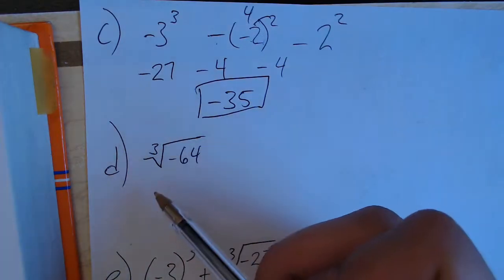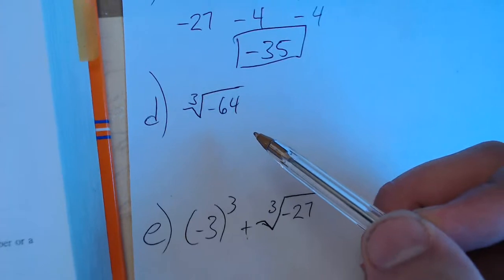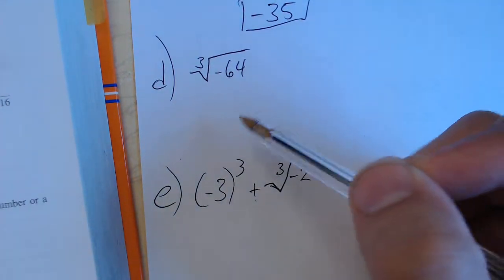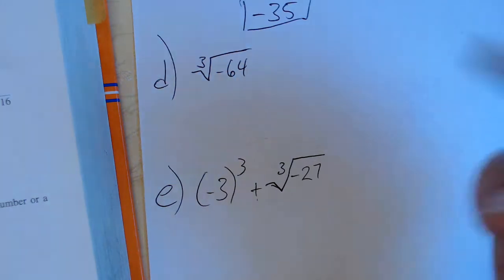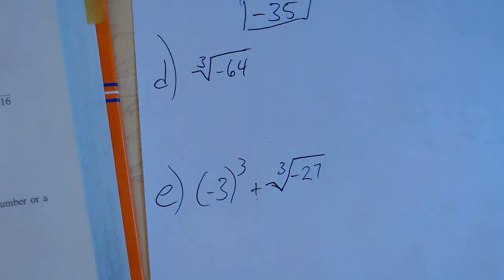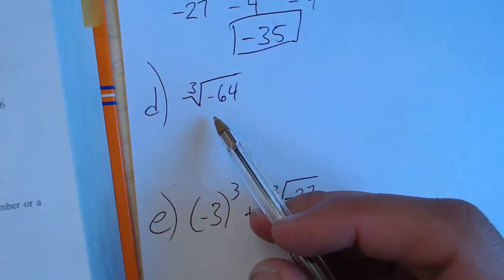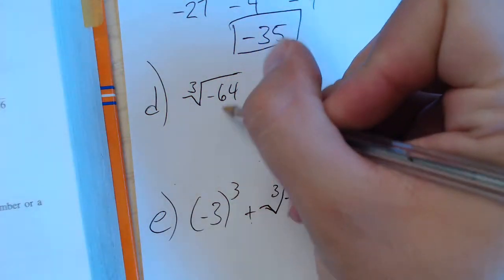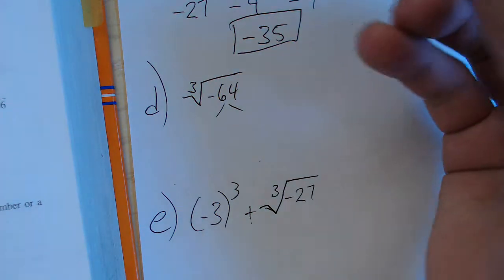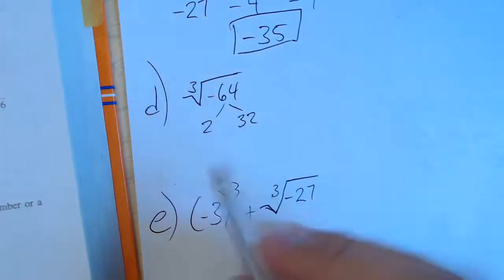Now D, roots. So there's two ways we can do this. We can memorize our cubed roots and memorize our square roots, or we can use a factoring method. So I prefer the factoring method because it's a little more logic based. But let's get on with the factoring method. So for the factoring method, we've got negative 64. So we're going to factor what times what could equal negative 64. Well, we could divide it by 2. All right, that gives us 32 and 2.